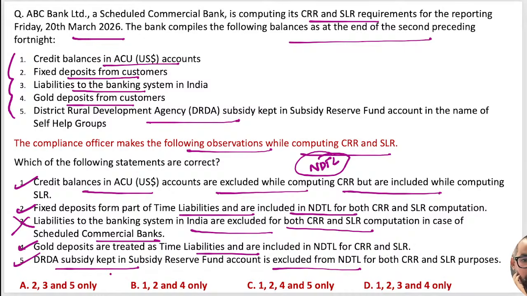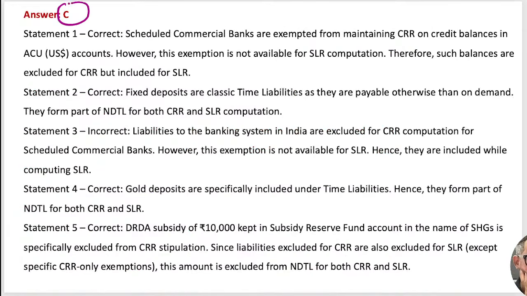So 1, 2, 4, 5 means option C must be the right answer for this particular one, right?